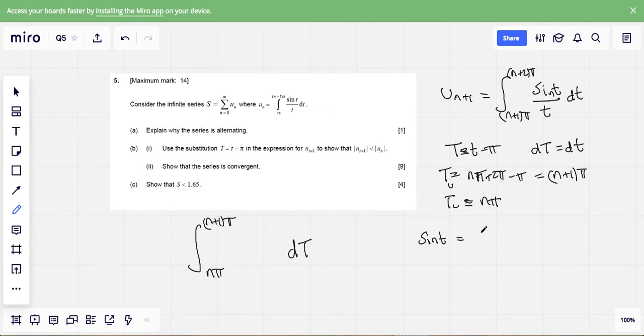Well, now sine t will be sine of big T plus pi, which equals negative sine of big T. If you think about it, if you're in a CAST diagram, add on pi, you end up with the other quadrant. So the positives go negative and so on and so forth. So we basically got negative sine of big T over small t, which is T plus pi.